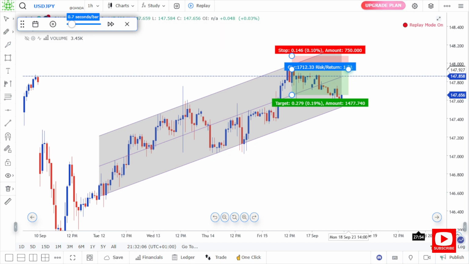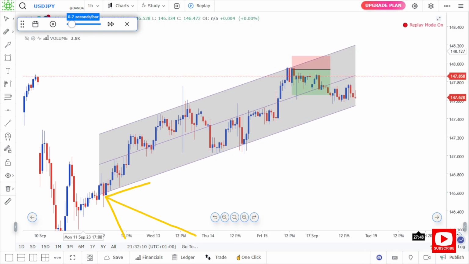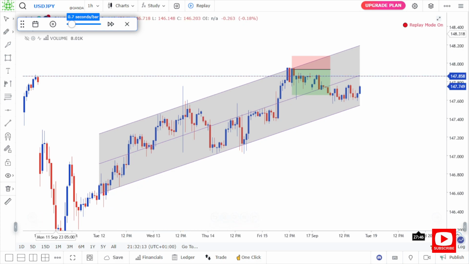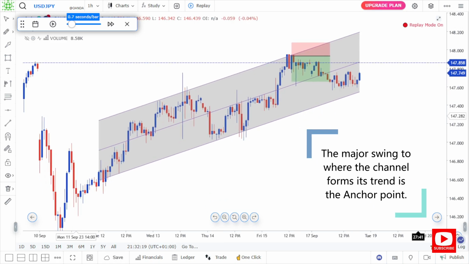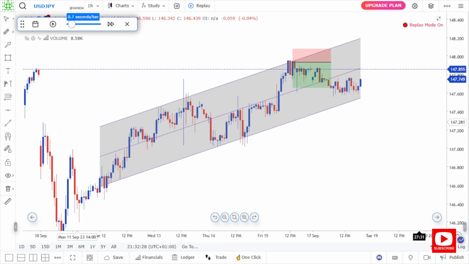In a regression channel, the starting of the channel itself is referred to as the anchor point. Now, the anchor point is this major swing where the regression channel started. Now, with that said, let's look into the strategy and how to use the strategy to take profitable trades in the long run.